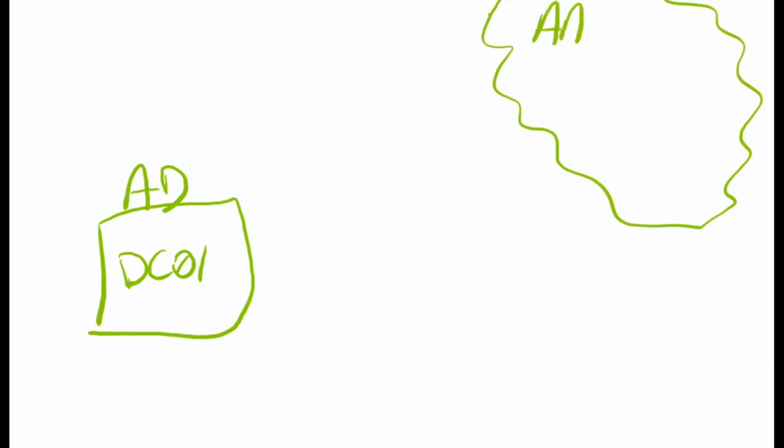Let's say you have an existing AD environment, and let's say there's a DC01 that is the domain controller for that environment. You then have your cloud environment here, and part of it is Azure AD. And then there's Office 365 and various other services that are in the cloud environment. So this is the cloud.